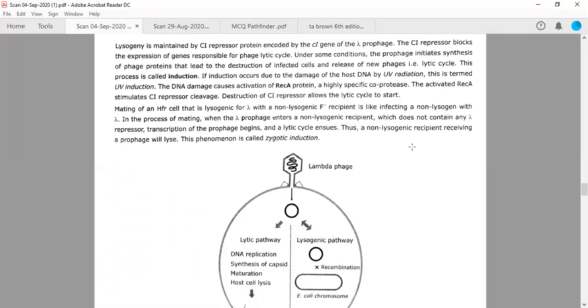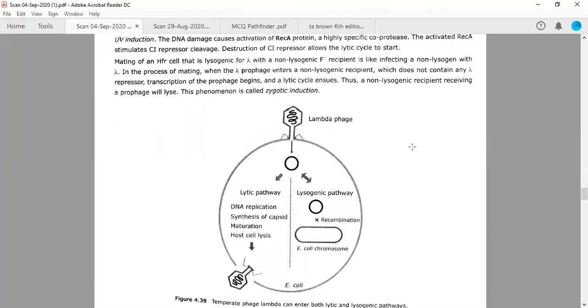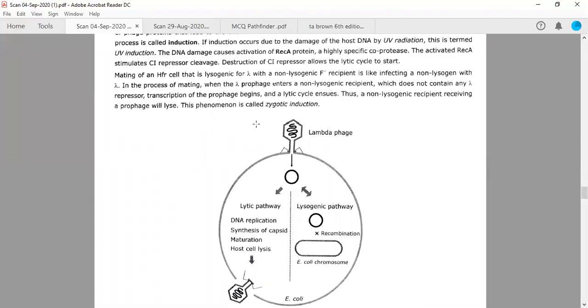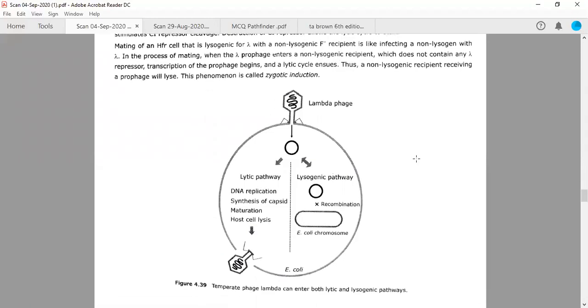So two things we have discussed. One is induction. Second is zygotic induction. So if you are using Hfr and you are infecting a cell which does not have this lambda repressor, then it can stimulate the lysis of that particular cell because the lambda repressor is not present, and this will be termed as zygotic induction.